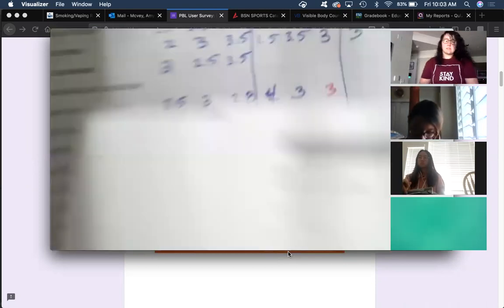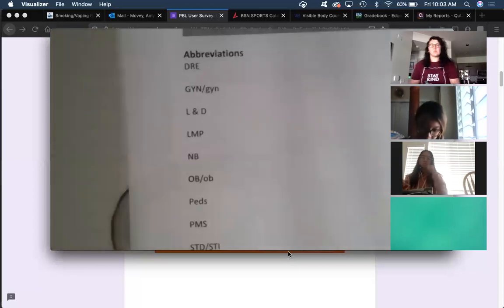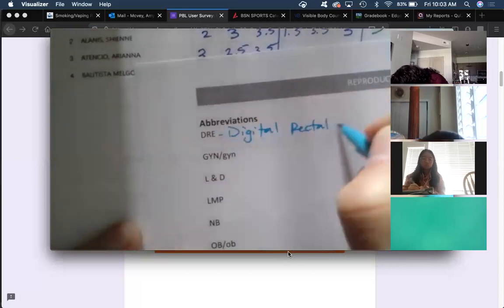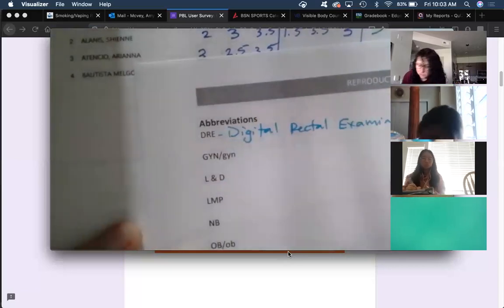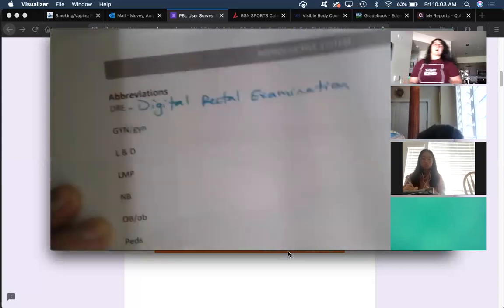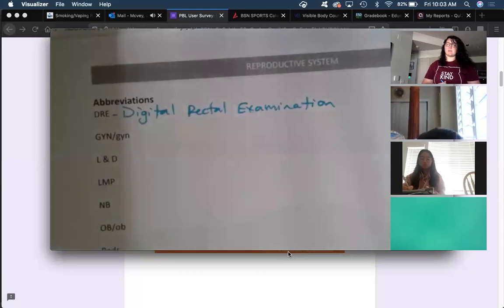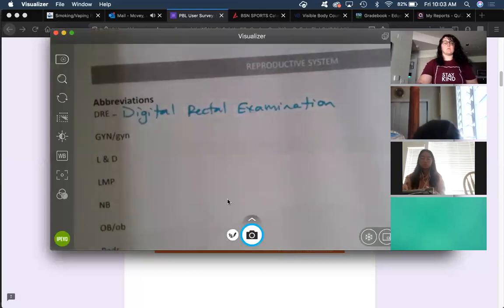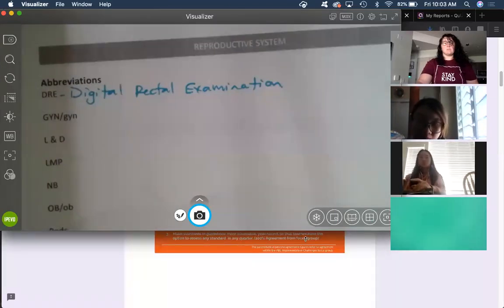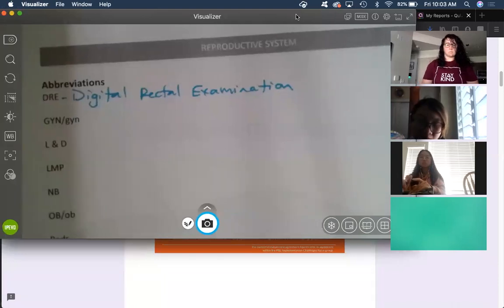Okay, so DRE is a digital rectal examination. Digital means finger digits, not digital like technology. They do this especially in males to look at the prostate gland. There's a variety of different things that they can palpate, touch, through inserting their finger into the rectal region. So that's what that is, and it's a diagnostic tool, okay?